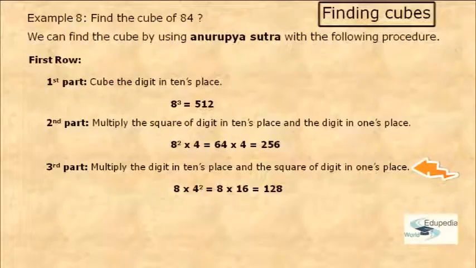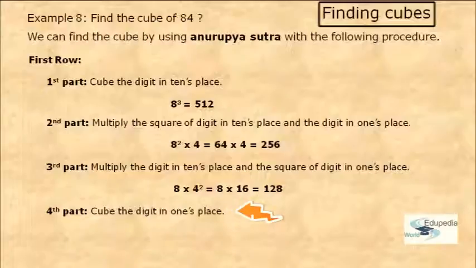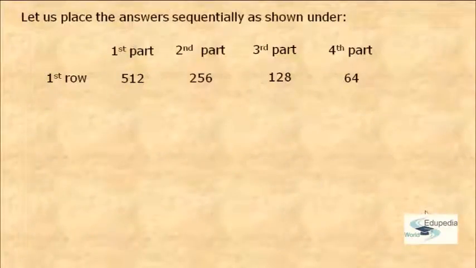Now finally moving to the fourth part of the first row process, here we have to cube the digit in ones place. So here in the number 84, the ones place digit is 4, and by cubing the number 4 we will get 64. Now after getting the first part, second part, third part and fourth part of the first row answers, we have to write all these answers sequentially in the following way. After writing them like this, now let us move on to the second row process.